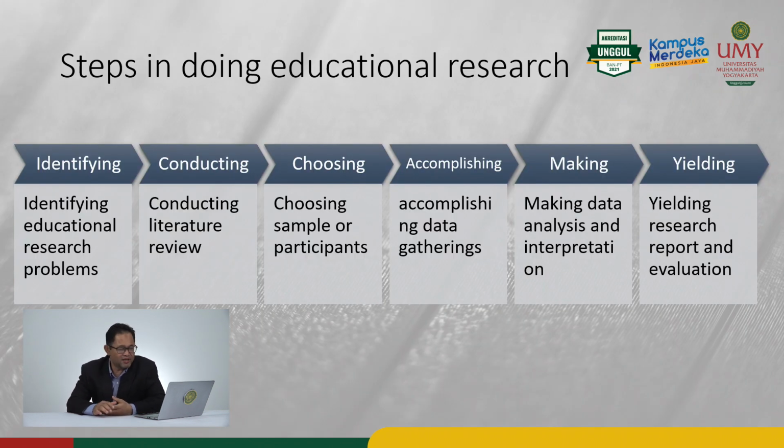The steps in doing educational research. First, you identify the educational problem. After that, you conduct a literature study. After conducting the literature study, you choose the sample or participants. When you have chosen the sample and participants, then you gather the data. After you gather the data, you make an analysis, and after you make an analysis, you have the result. And this is the start of doing the scientific method, scientific research in education, for educational problems.